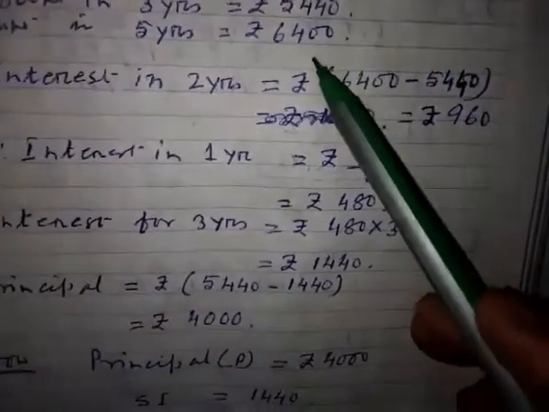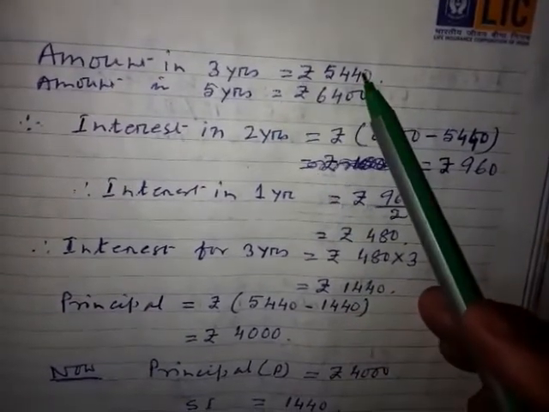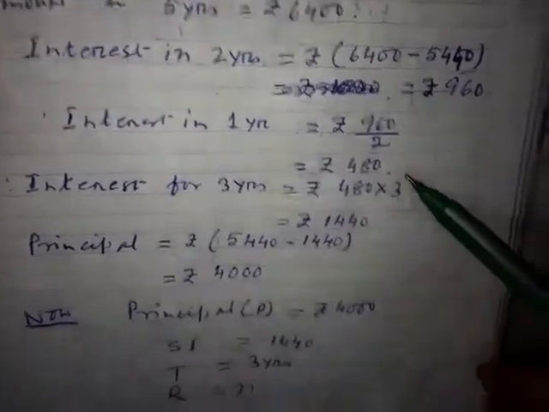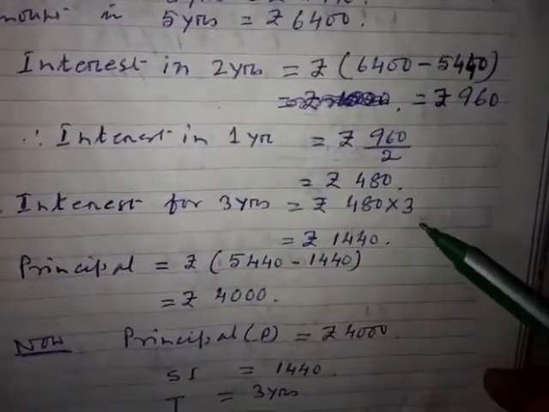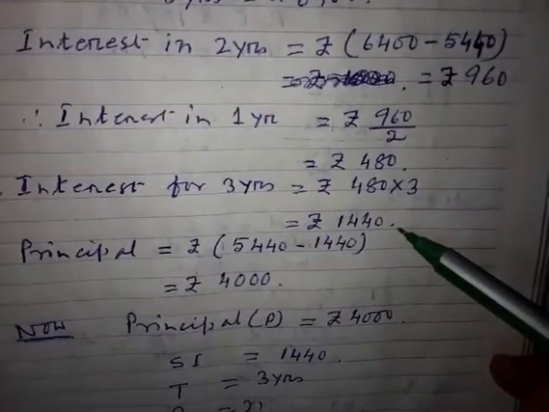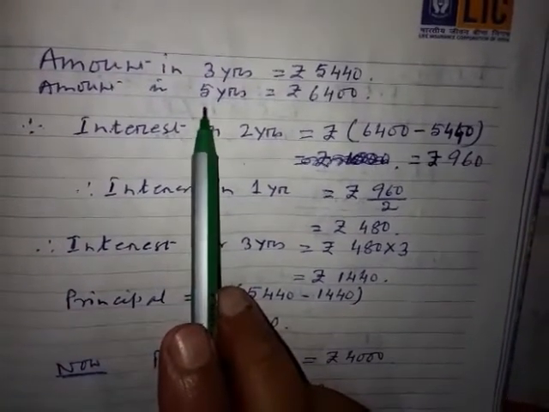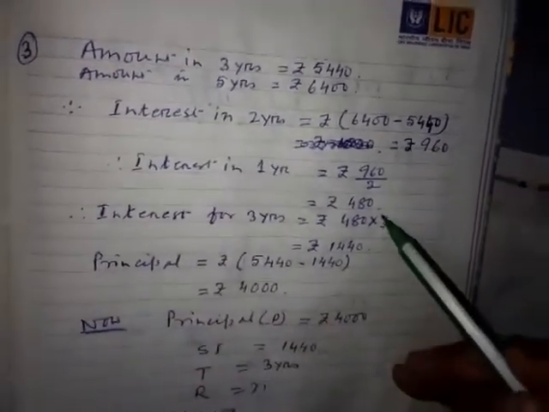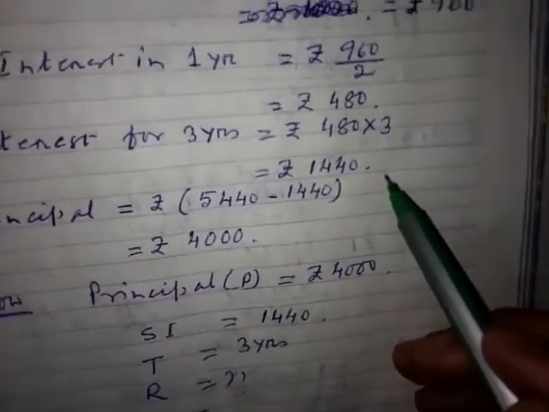Now in any of these cases, whether the first case or second case, whichever you like, I have taken the first case. If you know the interest in 1 year, how much interest are you going to get for 3 years? Multiplied by 3, you get 1440. In the same way, if you take the second case, you can write the interest for 5 years as 5 into 480, whichever way you like. So here I got the interest for 3 years.